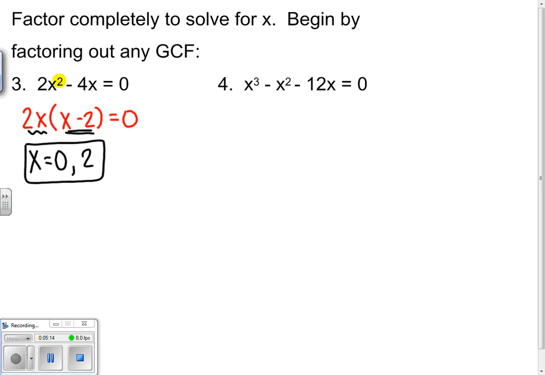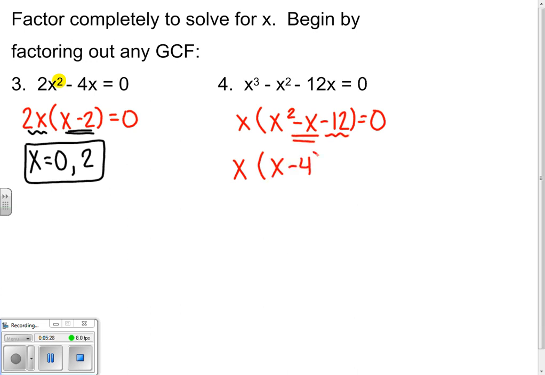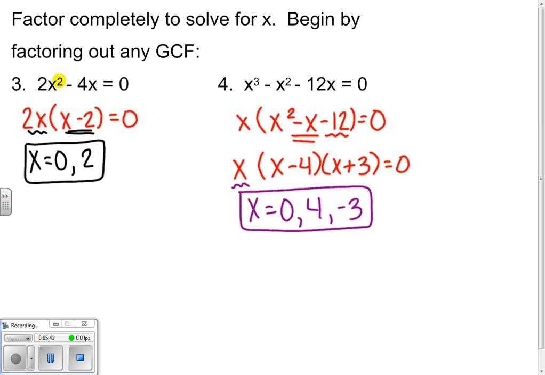Number 4. First thing I'm going to do is pull out the GCF of x. Leaves me with an x squared minus x minus 12. So I'll keep my x out front. Two numbers that multiply to negative 12 and add to negative 1 are a negative 4 and a positive 3. So my roots are 0 from that x out front, 4, negative 3. 3 roots matches the x cubed I started with.